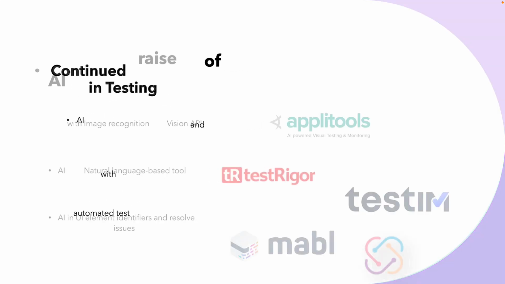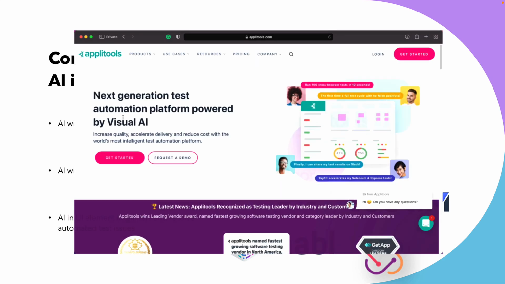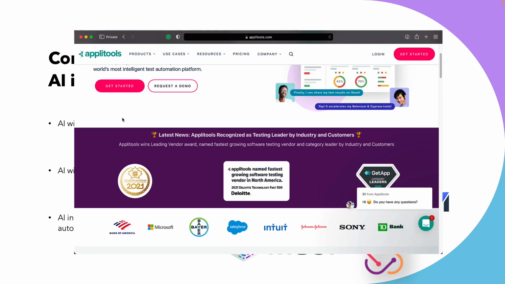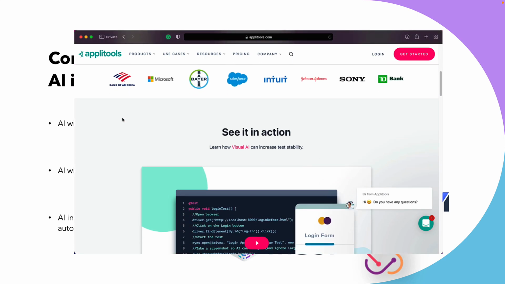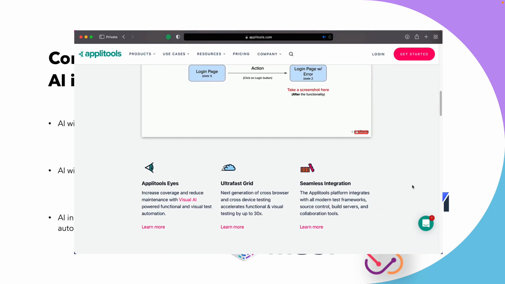The continuous rise of AI in testing. You can see that AI is starting to play a key role in automation testing. We saw this trend last year, where AI with image recognition and the vision API of the Applitools is awesome. It keeps evolving, it keeps improving, and a lot of companies are starting to adopt the Applitools.